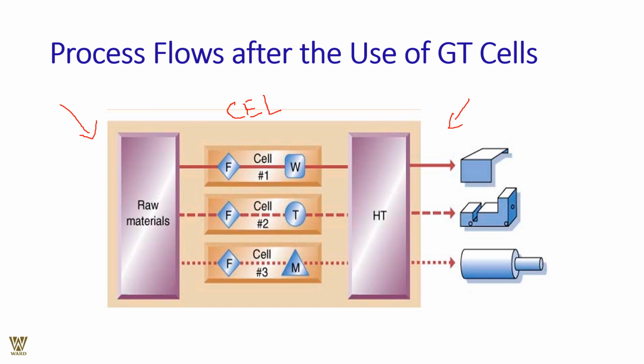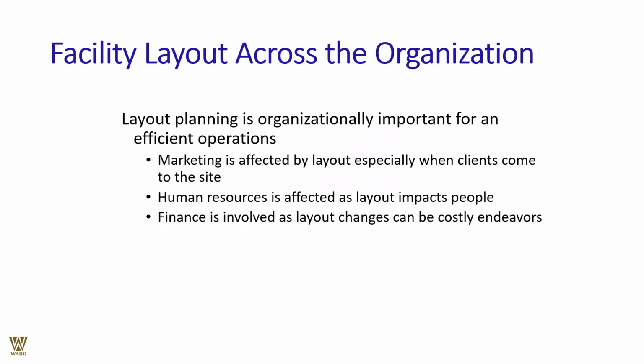See, what we have done is club similar activities, such as raw material and heat treatment, as a separate unit altogether, and in between, whatever the intermediate steps and processes that were in variation, we have clubbed together, and now it is very organized. That is the process flow, or the use, of GT cells. So facility layout across the organization: layout planning is organizationally important for efficient operation.